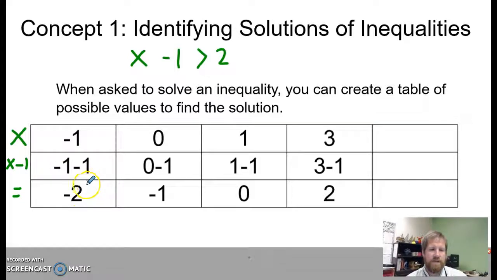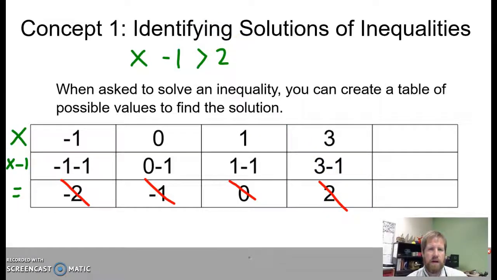And then all you have to do is tell whether your result is less than or greater than or equal to your solution for the right side of your inequality. So I can come through and say, I've got negative 2. Well, negative 2 is not greater than 2. Negative 1 is not greater than 2. 0 is not greater than 2. And 2 is not greater than 2. But I found one that's equal to.